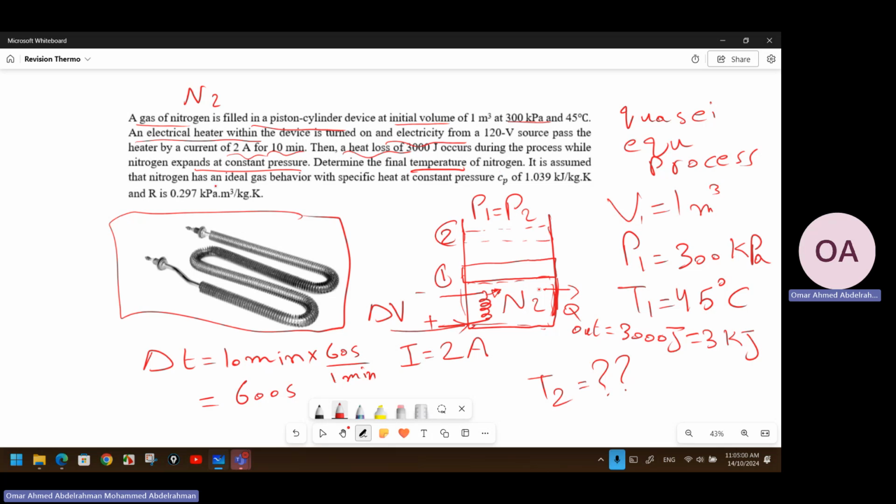Okay. It is assumed that nitrogen has an ideal gas behavior. Usually in all the questions in the book, we assume the ideal gas assumption for any gas. It depends on some assumptions that the pressure is low and the temperature is high. The pressure is low, approximately around 5 atmosphere to 10 atmosphere, okay, which corresponds to 500 kilopascal to 1000 kilopascal, okay, and the pressure that we have is less than 500 kilopascal.